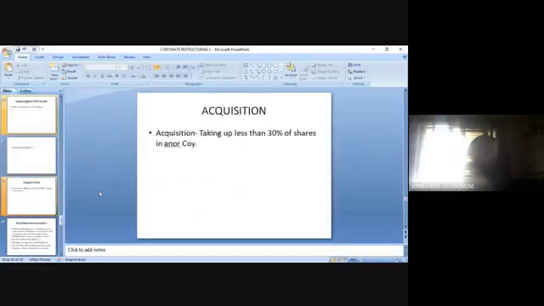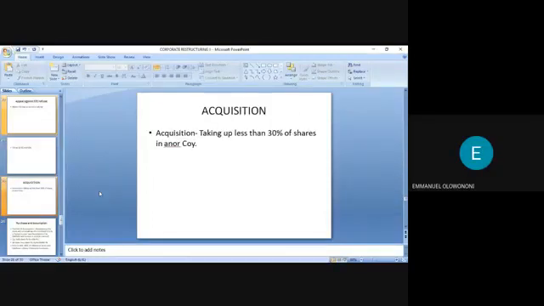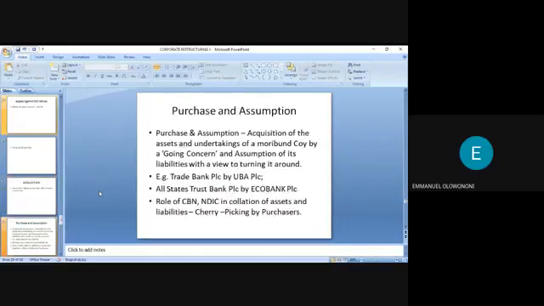Okay, acquisition, on the other hand, is taking up less than 30% of the shares of another company. So that is the distinction between acquisition and a takeover. Then we have purchase and assumption. Under purchase and assumption is the acquisition of the asset and undertaking of a moribund company by a going concern, and assumption of its liability with a view to turning it around.